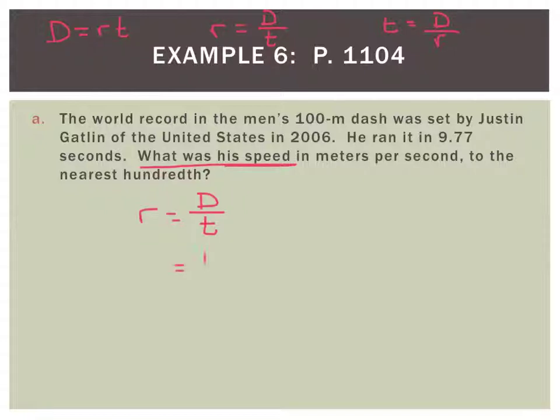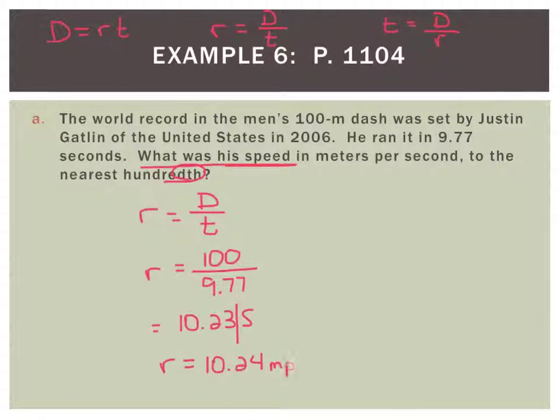So the distance is 100 meters, because it's a 100-meter dash, and he ran it in 9.77 seconds. So 100 divided by 9.77 is going to be 10.235, and they asked to the nearest hundredth. So my hundredth place is the 3, the 5 rounds it up, so it's going to be 10.24 meters per second.